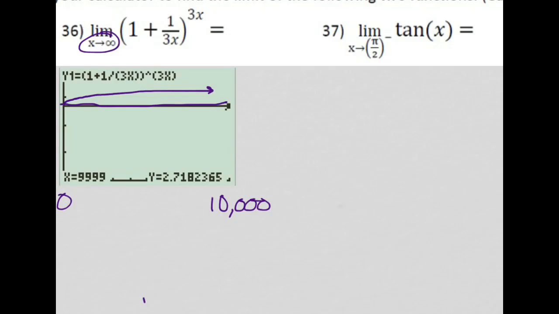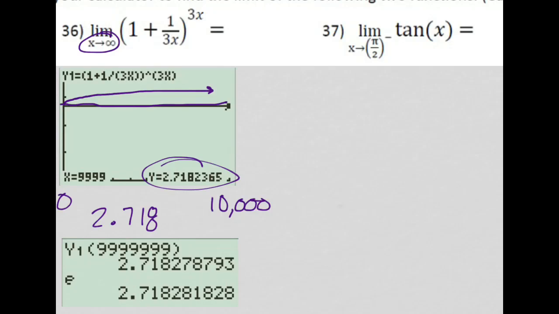And it looks like it's going to some decimal, 2.718 something, which actually is a very special number. This graph is actually approaching the limit of the natural number e. But if you told me 2.718, I would totally accept that.